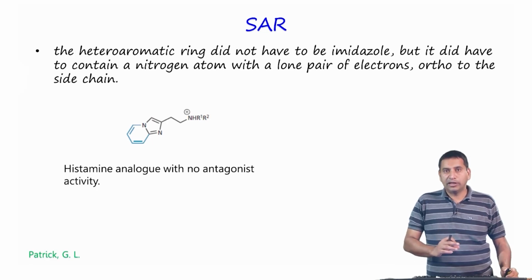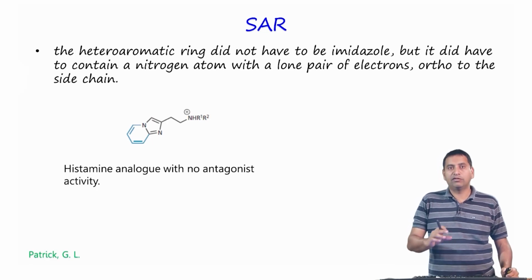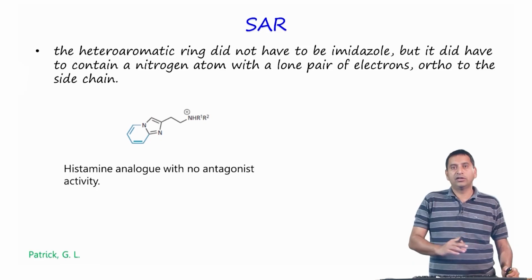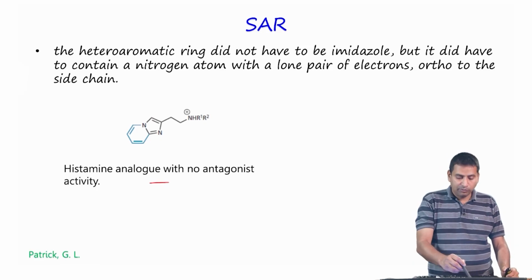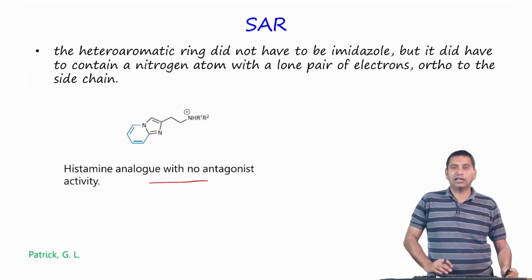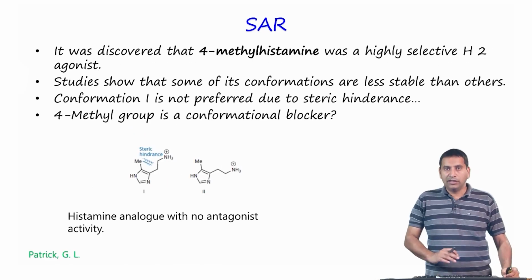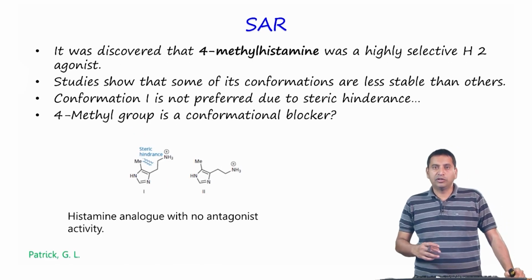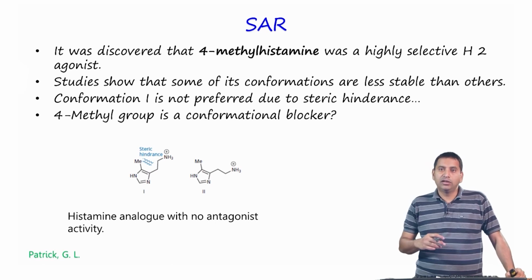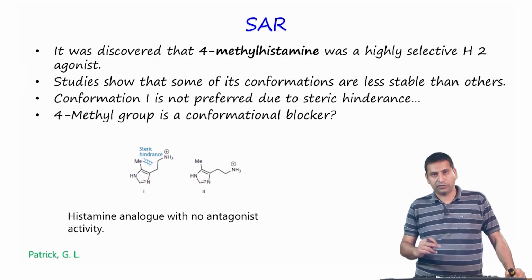So, the heteroaromatic ring does not have to be an imidazole, but it has to have a side chain containing a nitrogen with a lone pair of electrons ortho to the side chain. Here is an example of a histamine analog with no antagonist activity. Then, during this process, it was discovered that 4-methylhistamine was a highly selective H2 agonist. This shows that some of its conformations are less stable than others.